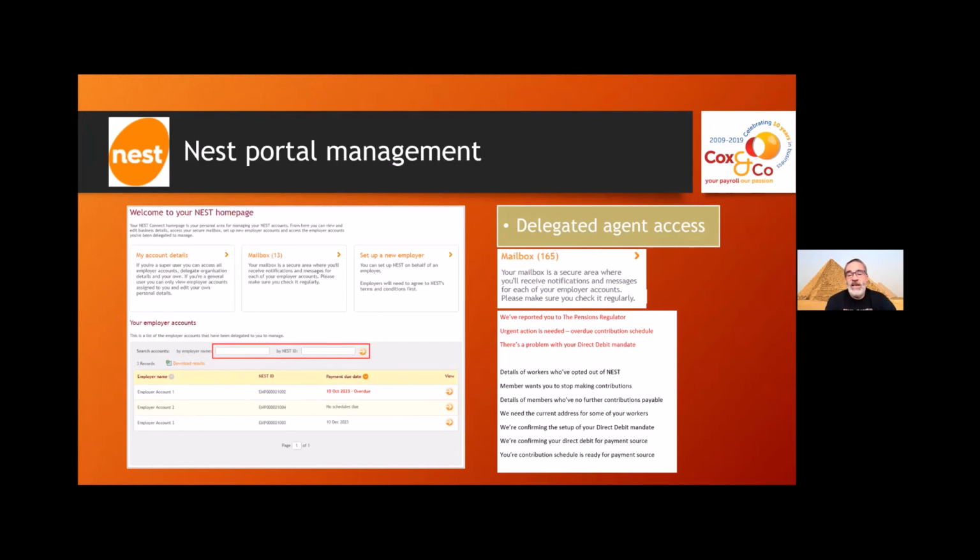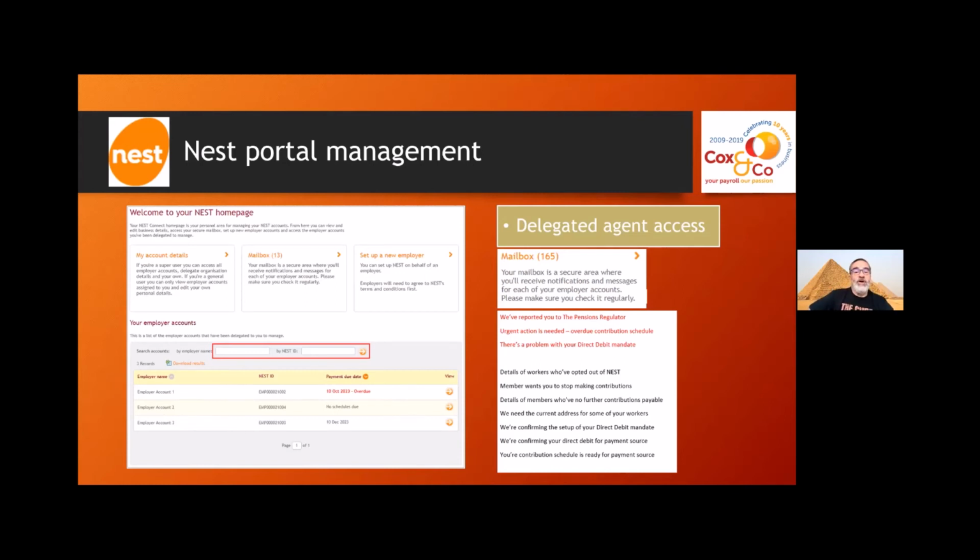We will have delegated agent access. It's full user access that we insist on. It allows us to do everything. So we can upload contribution schedules, we can upload joiners, we can make changes to worker groups, changes to bank details, contribution groups. We can do everything, which is what we need to do, really. We can't not be able to do things.